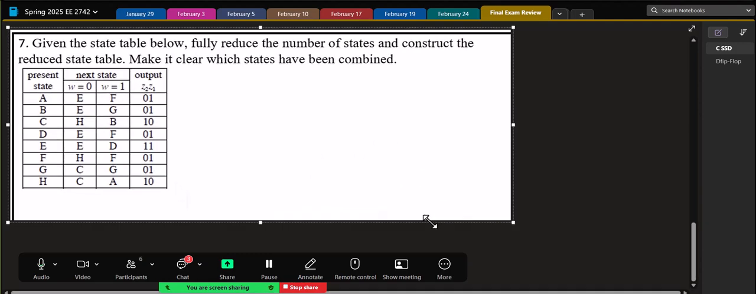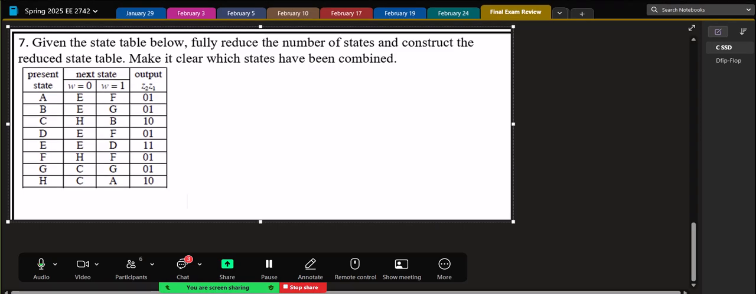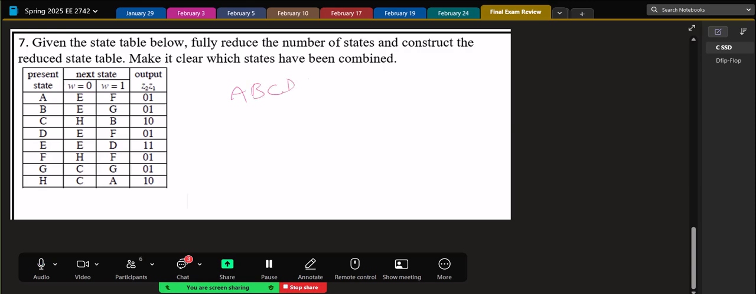All right, so everybody, are we all ready? Okay, so we're supposed to fully reduce the number of states and construct the reduced state table, make it clear which states have been combined. Now notice our output, we have 4 different outputs. So our first partition is going to be everything all together, all at once. A, B, C, D, E, F, G, H is going to be P0.